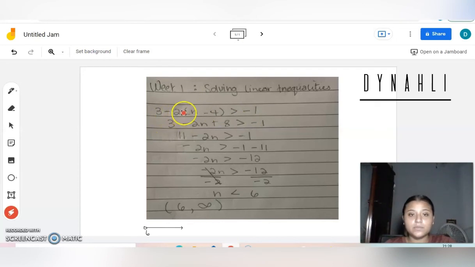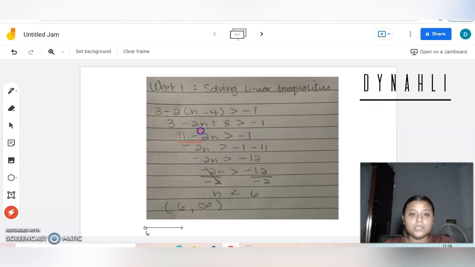So this would be negative 2 times n and negative 2 times negative 4. So then it would be 3 and then minus 2n after you've multiplied this, and plus 8 because when you multiply this you get positive 8, greater than negative 1. You add like terms, group and add like terms, and you get a positive 11 from the 3 and the positive 8. And then you just leave the 2n as is. So 11 minus 2n is greater than negative 1.